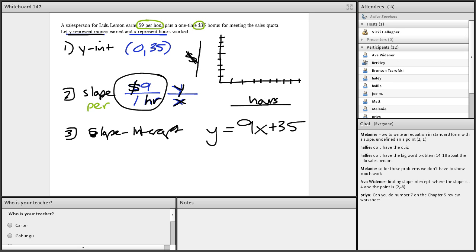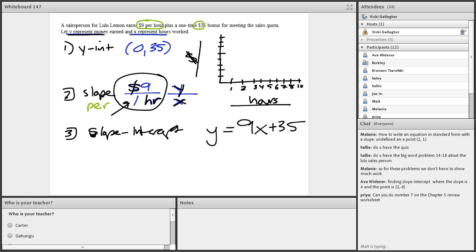Now, for counting along my x's, I like to look at the bottom of my slope, and the bottom of my slope is 1. And so for counting along my x's, it makes sense to count by ones. Because the bottom of the slope is my run, which is how far I want to go on my x-axis, so I probably do want to just go 1 on my x-axis.